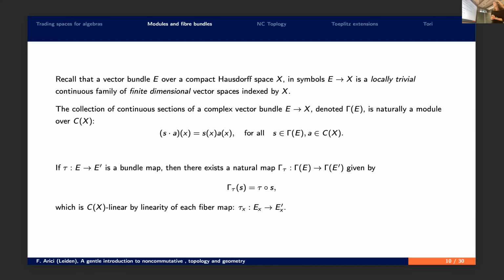And this gives you a structure of, as we will see, a right module over C of X, but it will also be an example of these finitely generated projective modules. So what is interesting about this gamma, this is called a gamma functor, is that it actually respects a lot of the structure that you have in the theory of vector bundles. So first of all, if you have a bundle map between E and E prime, so it's in the category of vector bundles, then there exists a map at the level of the corresponding modules that goes the same way, and it's given by just the composition of the bundle map with the section in question. And this map is linear with respect to C of X, because this is linear in each fiber. So when you restrict this map to the fibers of your vector bundle, you see that this map respects the linear structure that you have in these vector spaces.